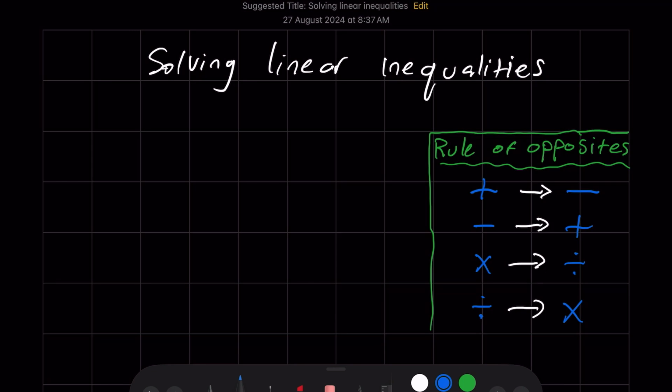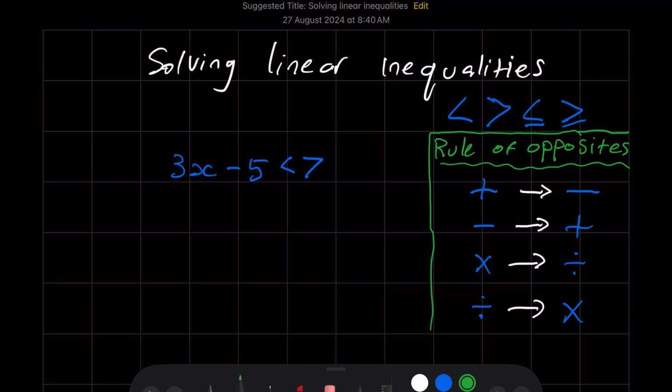So solving linear inequalities is very similar to solving linear equations. Once again, linear inequalities use these symbols. Greater than and less than, equal to, greater than and equal to. They are not equal. They are either greater than, less than, or greater than and equal to, or less than and equal to. For the most part, solving them is the same. There is one situation where it changes, and I will show you that in a minute.